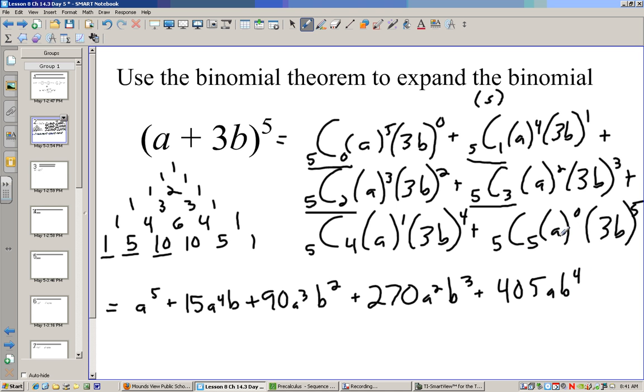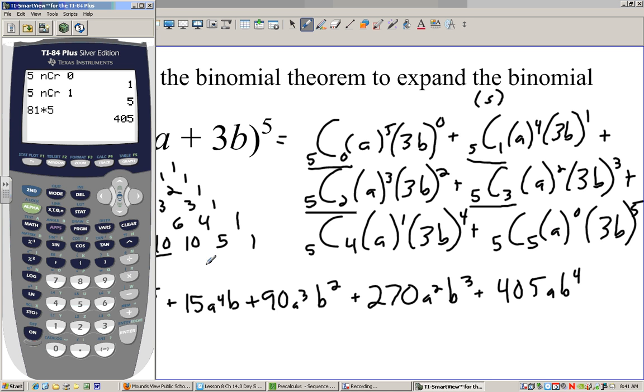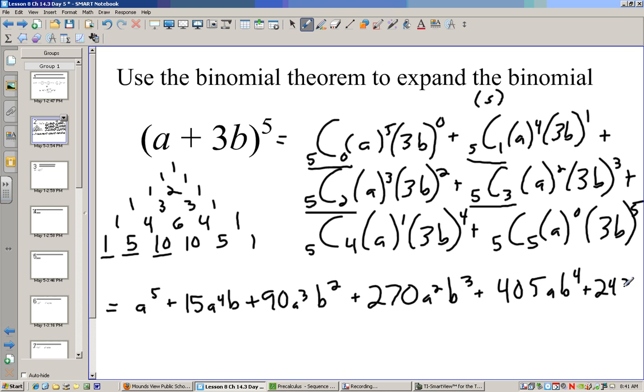5 choose 5 is 1. A to the 0 is 1. 3 to the fifth, that's 81 times 3, 243. There's no a's, so it's just going to be b to the fifth. So that now I have expanded a plus 3b to the 5th power.